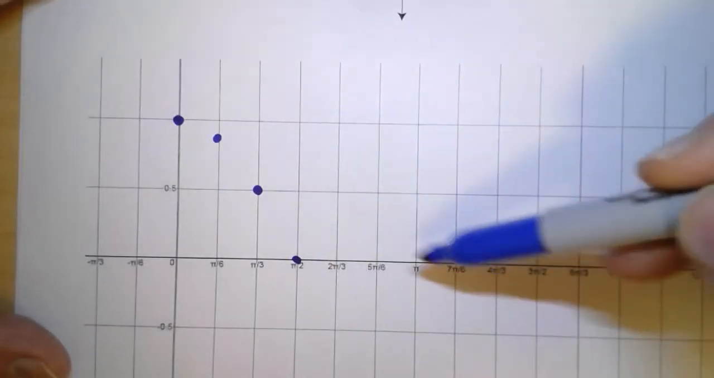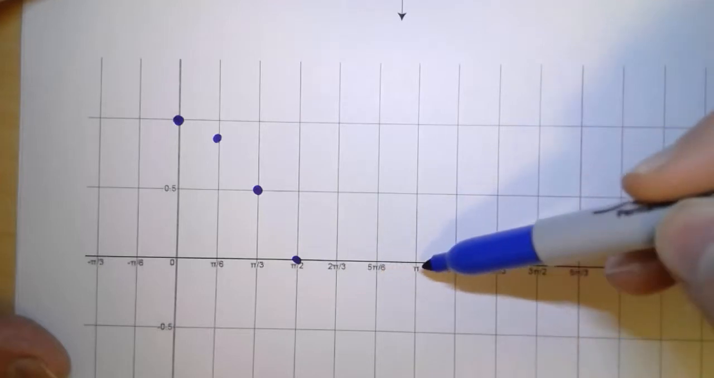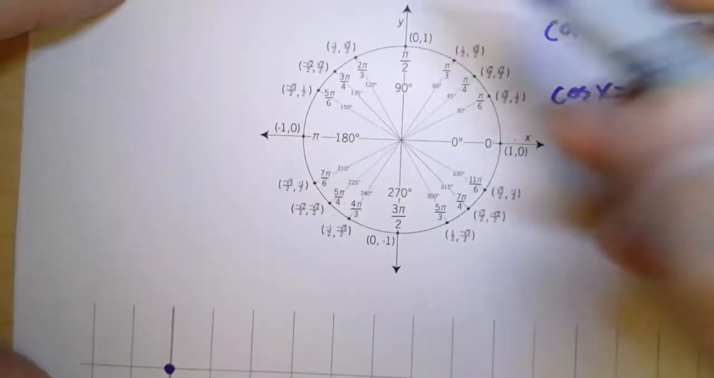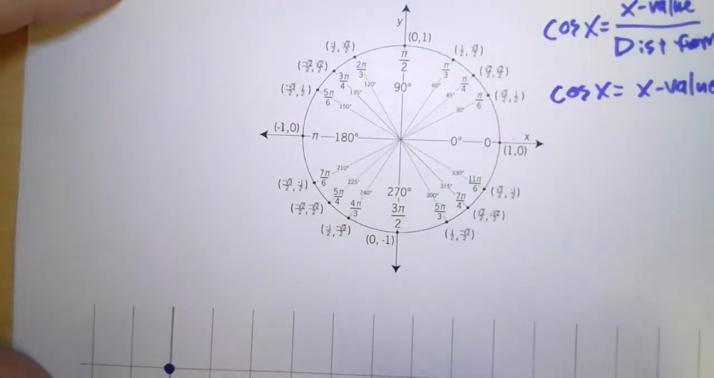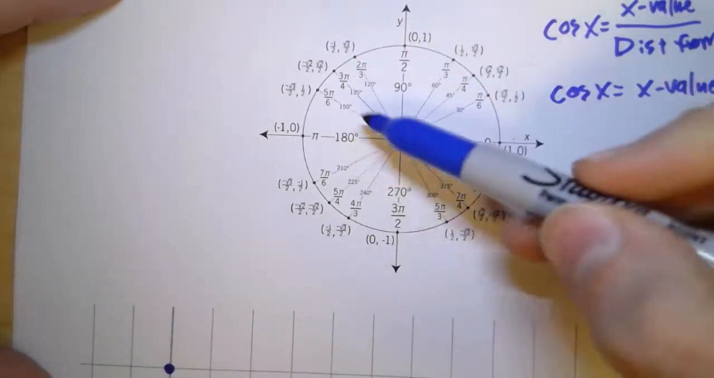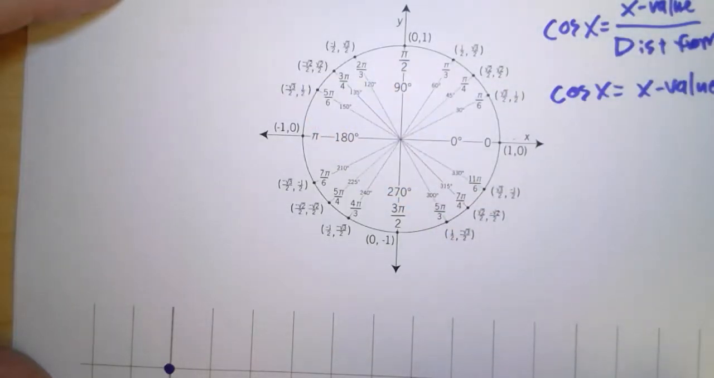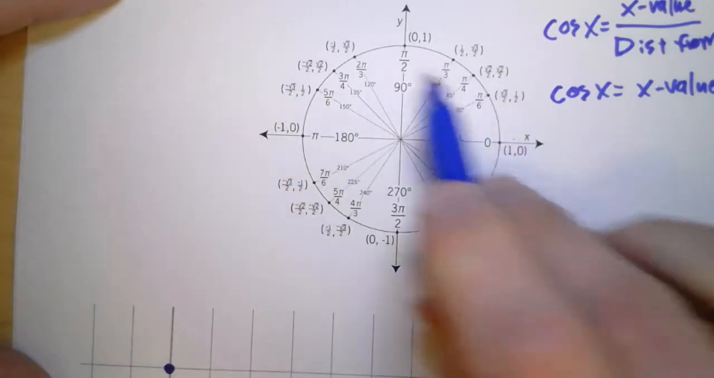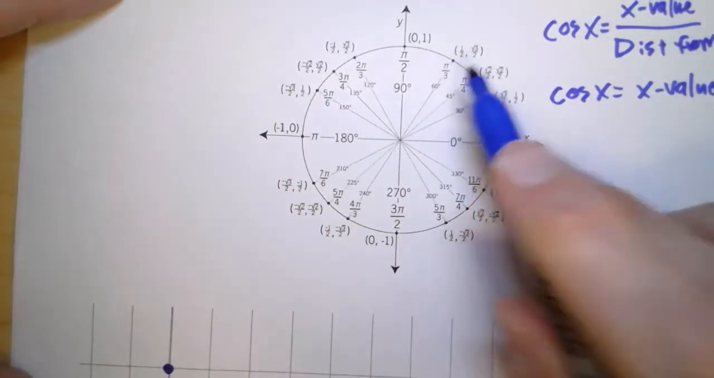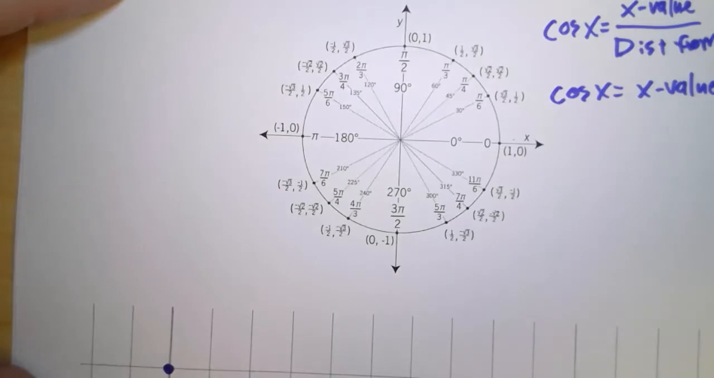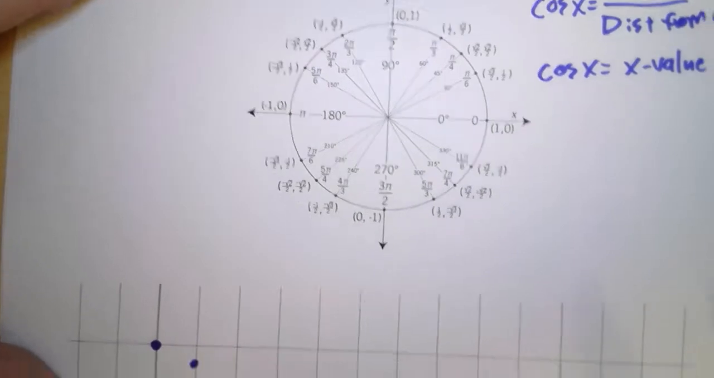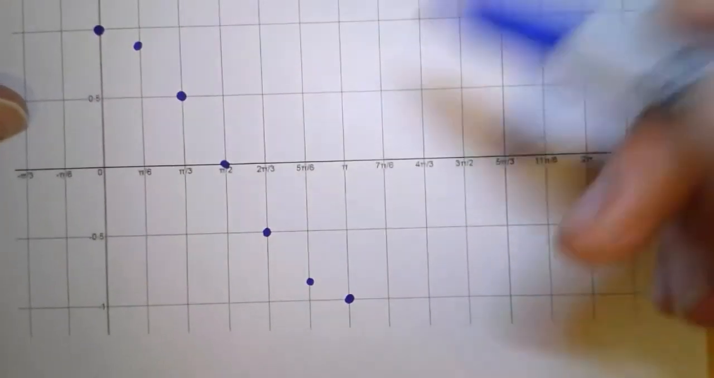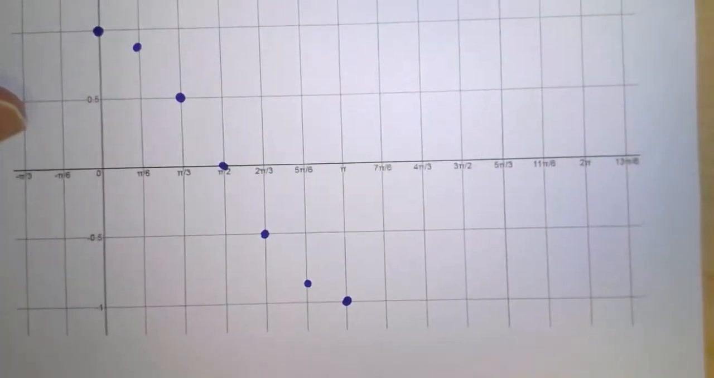So our next three angles are 2 pi over 3, 5 pi over 6, and pi. And they're over here in the second quadrant. 2 pi over 3, the x value is negative 1/2. At 5 pi over 6, the x value is negative radical 3 over 2. Notice that they're the same as the angles we just used before. They're just opposite. And then finally at pi, we have an x value of negative 1. And so now here's what this part of our graph looks like.